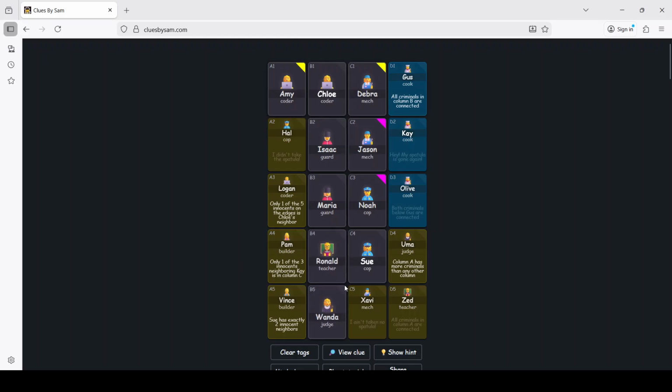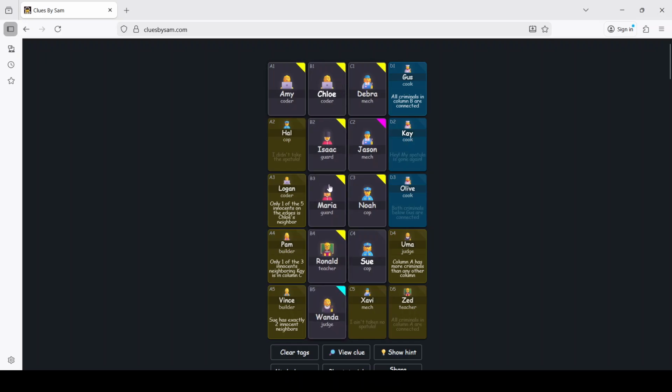Let's check out some scenarios. If Wanda is innocent, Chloe is guilty, Ronald and Maria would immediately both have to be criminals because Sue can only have one criminal. Noah definitely has to be a criminal. Isaac has to be a criminal. So we've got this whole column all mapped out like this.